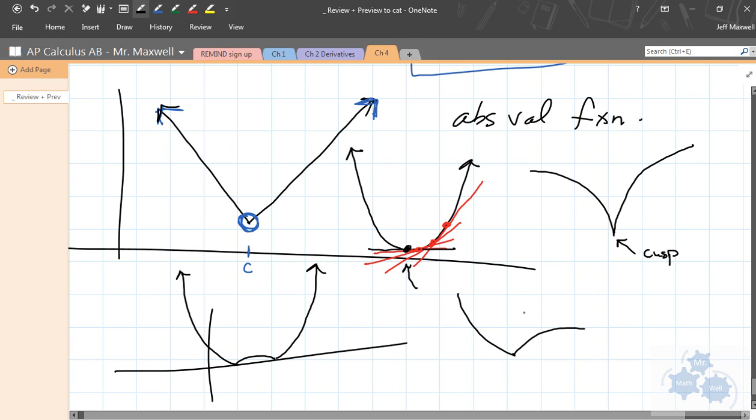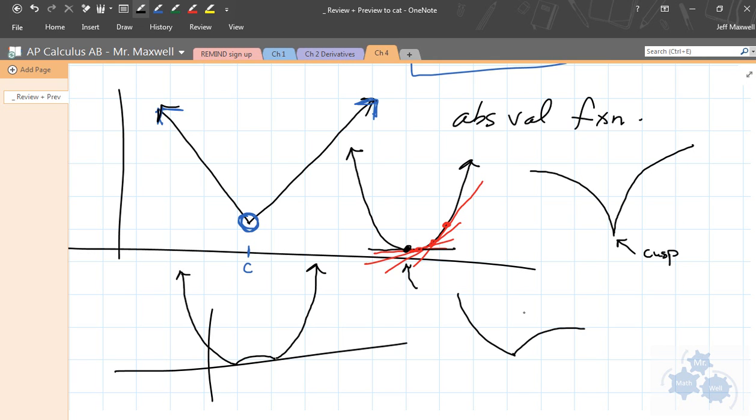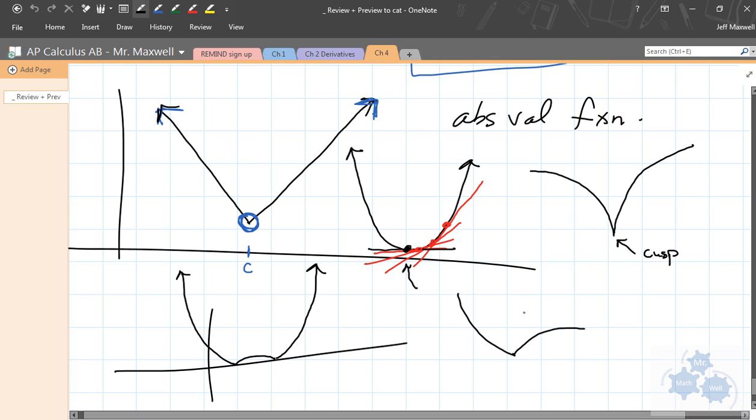How many of you have ever had braces or dental work done and heard the word cusp? Bicuspid, cusp. It's kind of at the point of the tooth there. No? Alright, fine, whatever.